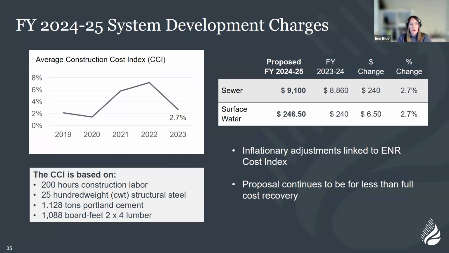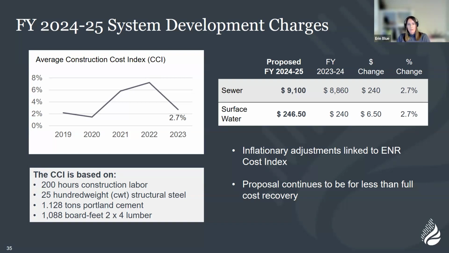All right, so our system development charge increases are tied to the Engineering News-Record Construction Cost Index, which is an inflationary index that consists of a basket of goods, just like any other basket of goods. In this case, the basket of goods are steel, cement, lumber, and construction labor. We're down to 2.7% in 2023 from a high of 7.2% in 2022, and the proposed SDC increases are based on that 2.7% rate. As shared earlier, we do have an initiative to update our system development charge methodologies next fiscal year. It would be up to the board whether they want to adopt an increase based on those updated methodologies, as well as this committee for input.